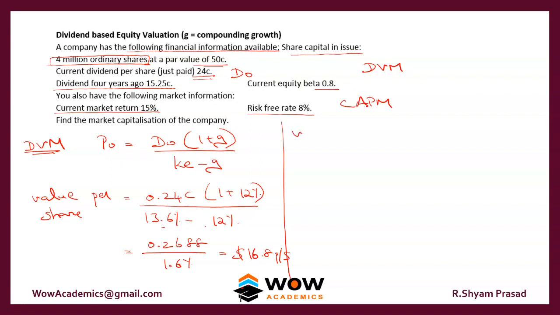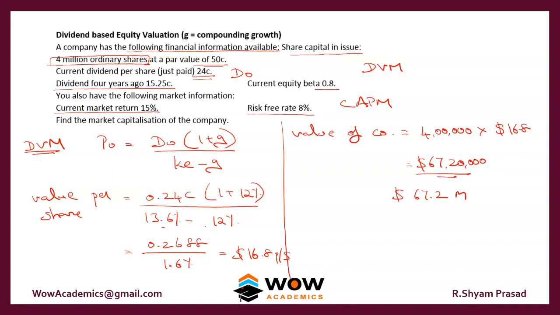So we have to find out the value of the company. So how do you find out? You find out through the total number of shares, which is 4 lakh shares, multiplied by the per share value, which is 16.8. You will get the total value of the company, 67 lakhs and 20,000, or $67.2 million. Okay. So as they're asking the market capitalization of the company, they're not asking the per share value, they're asking the full worth of the company. So this is the full worth of the company.